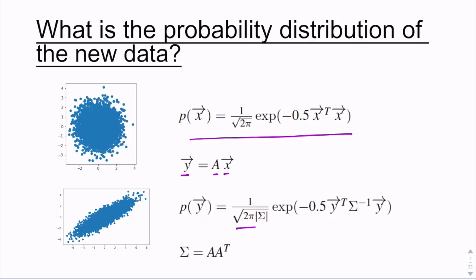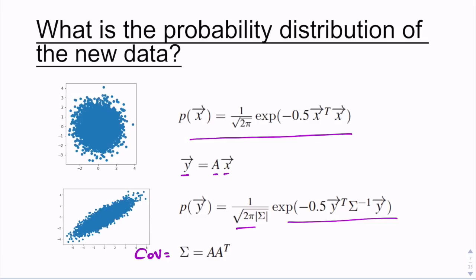Now what's the difference? The mean is still zero, but the covariance matrix this time is not an identity matrix. So here sigma is a covariance matrix. The covariance matrix is A times A transpose. Note that we still don't know what A is. If you know A, then you're done. All we know is that this data has this covariance matrix.